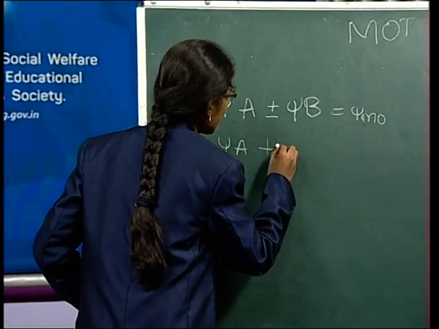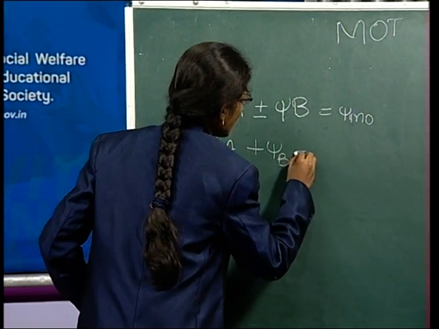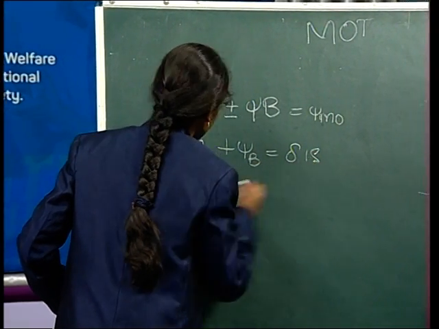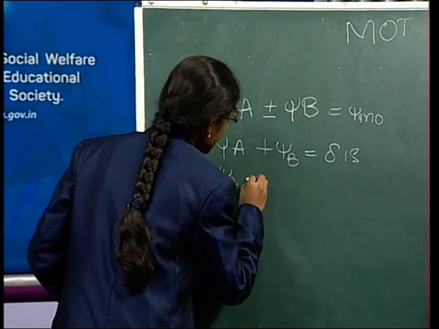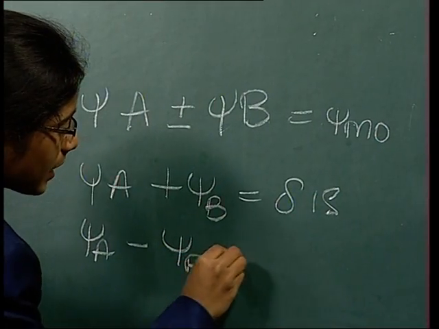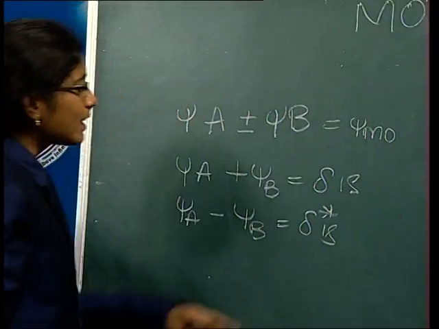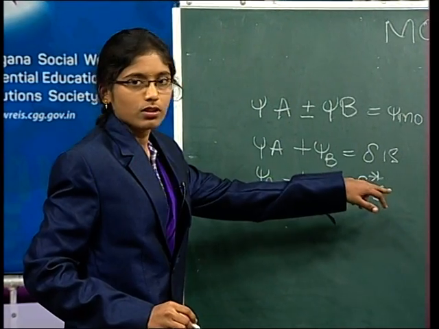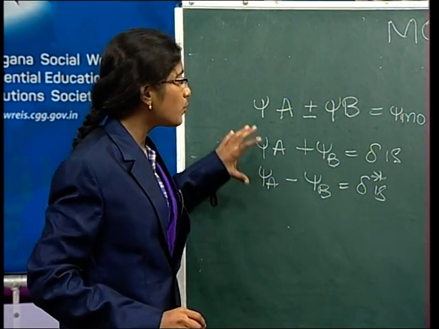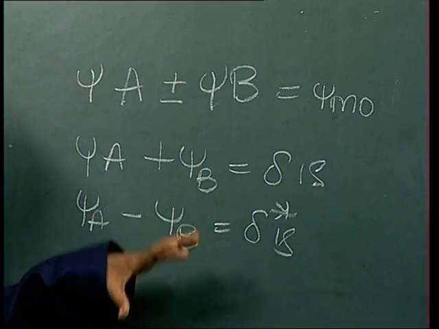So, due to constructive interference, bonding molecular orbital is formed. Due to destructive interference, anti-bonding molecular orbitals form. Here the asterisk indicates the anti-bonding electrons. I hope that you understand linear combination of atomic orbitals.